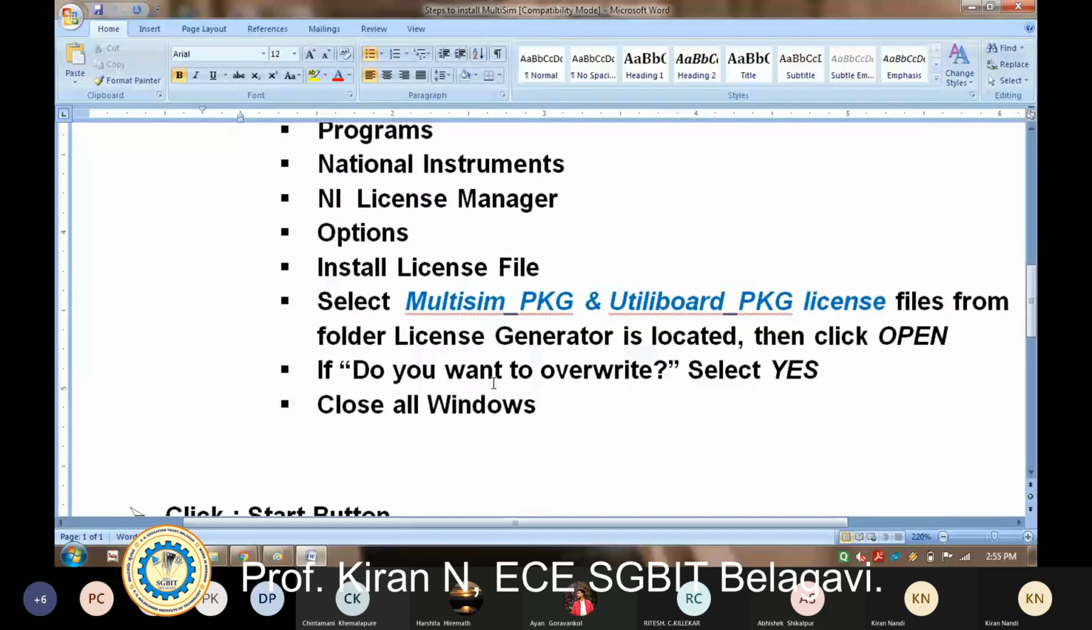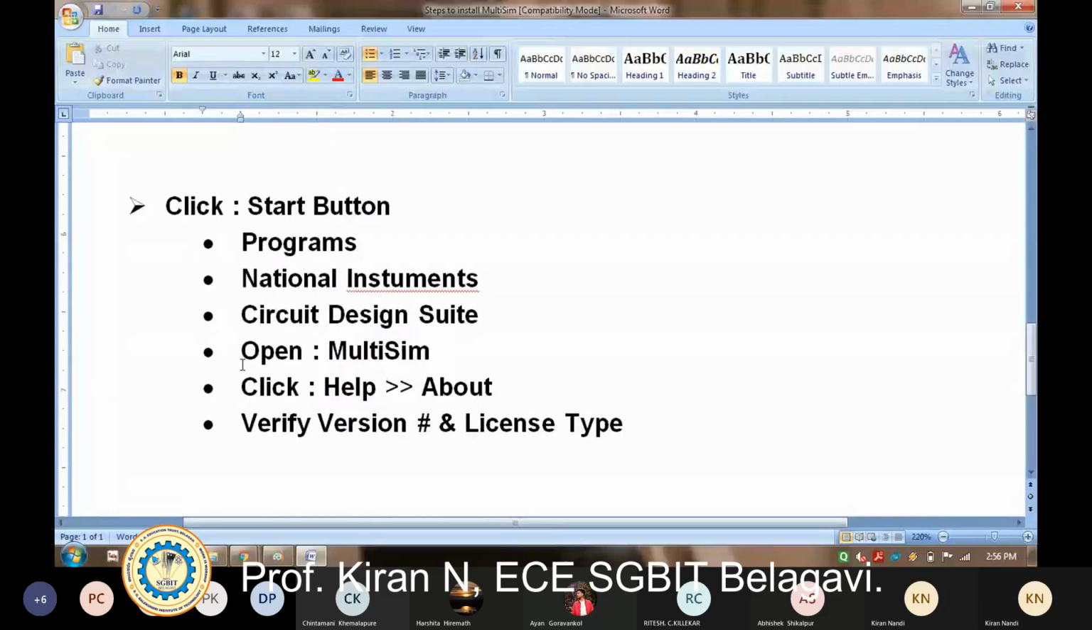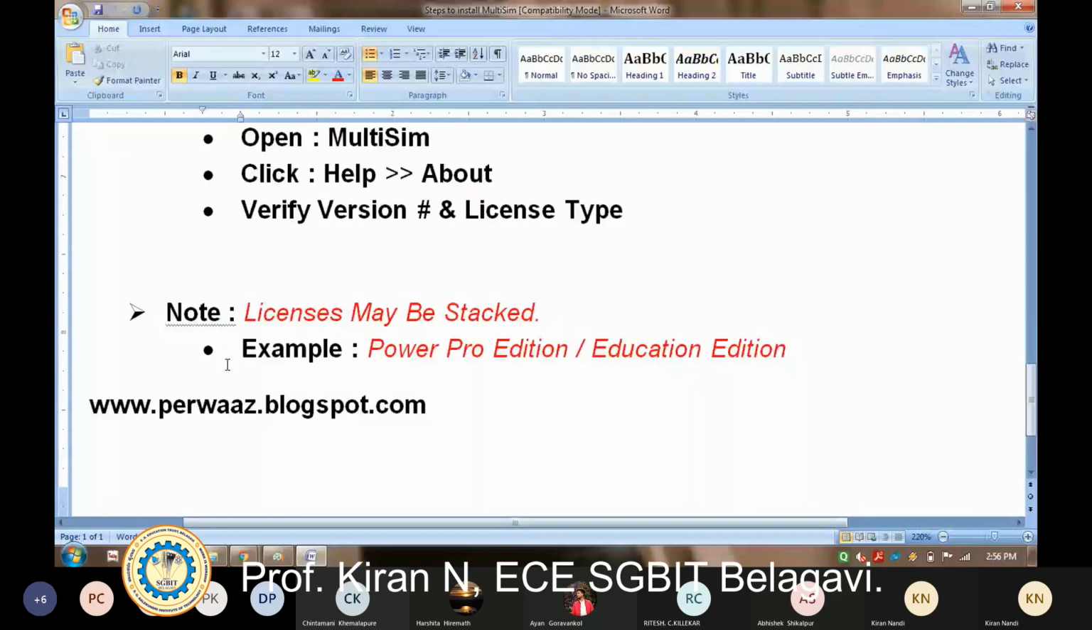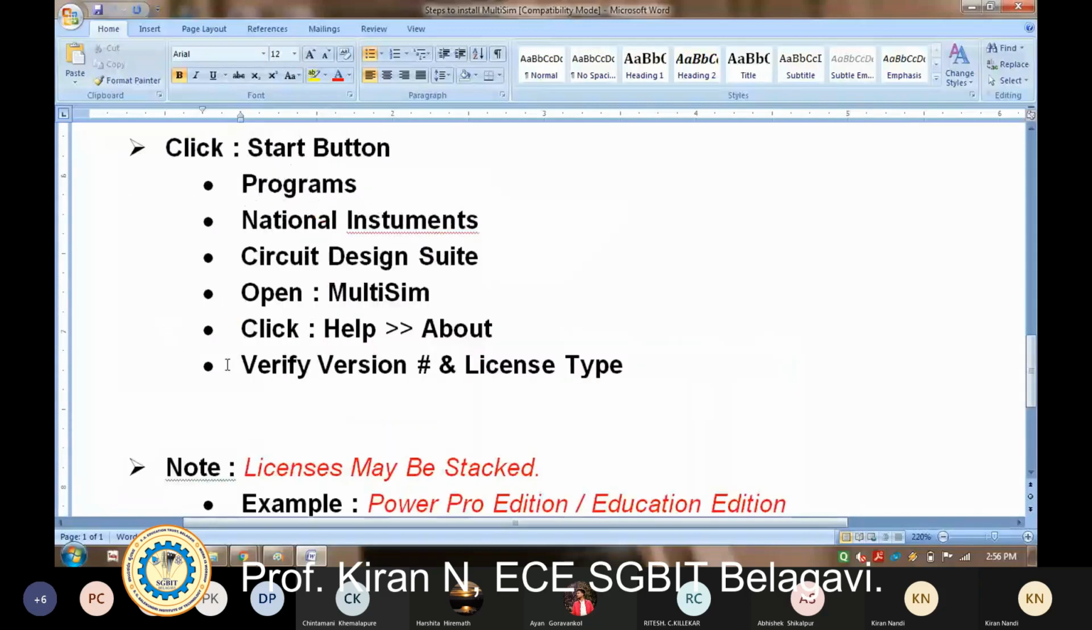So close all the windows. After installation, in the start button, you'll have this available. Once that is available, you can go for the usage of the software. The usage of the software. Okay, so this is what Multisim tells you.